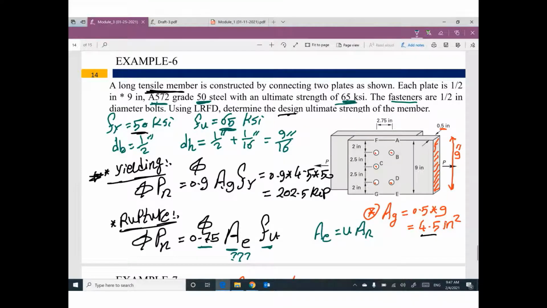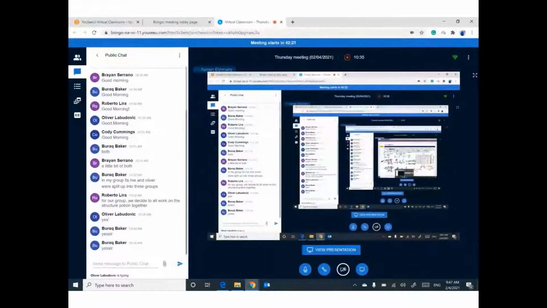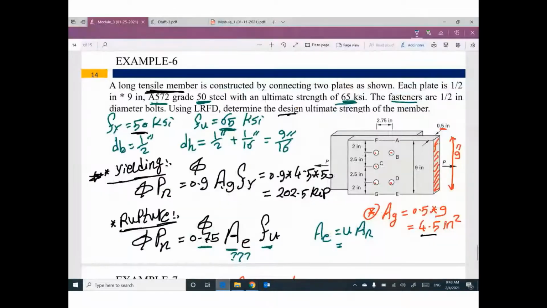Anybody here can tell me what is the value of U? What do you think? Please remember the concept behind U, and then you can decide what is the value of U. What do you think? Do you remember what is the concept behind U?